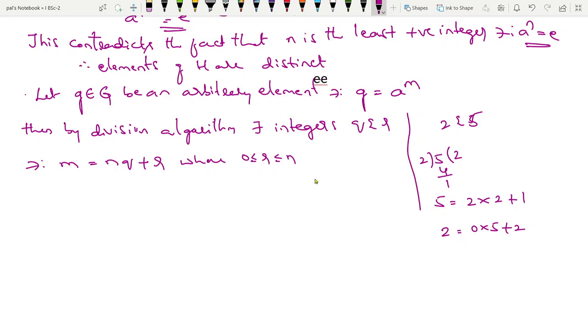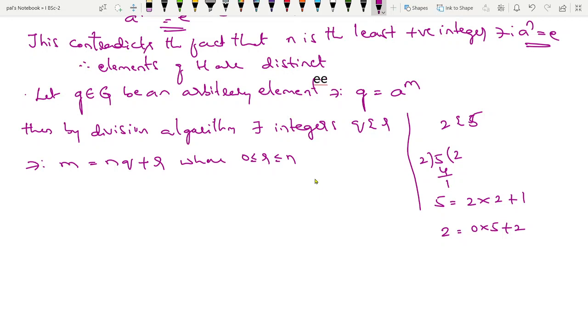What is the n here? N is 0. So that remainder S2 can be written as 0 into 5. Yes, what is n? N is 5 here and m is 2 here. So this number 2 is less than 5.